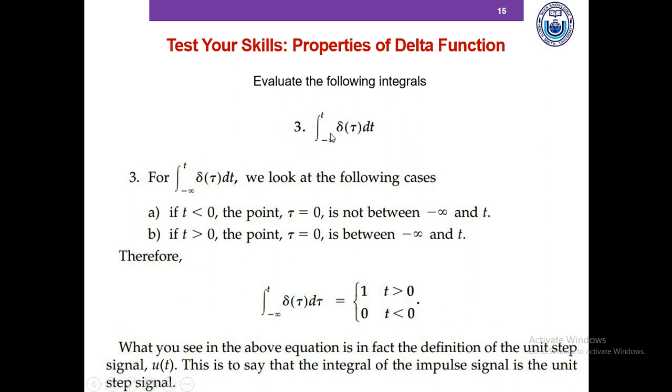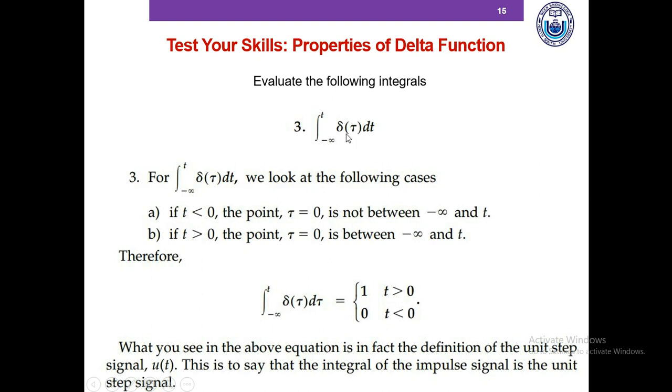Okay, here is another example. So this is actually worked out here. What happens if we integrate the delta function from minus infinity to t? If you integrate the delta function from minus infinity to t, the answer actually depends. It depends on the sign of t.